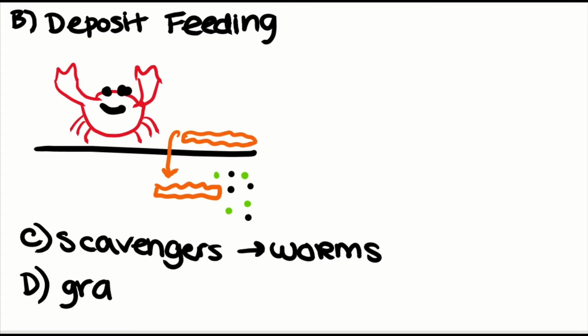The last type of feeders are grazers. These organisms eat macro and microalgae, and the most common one we know are fish.